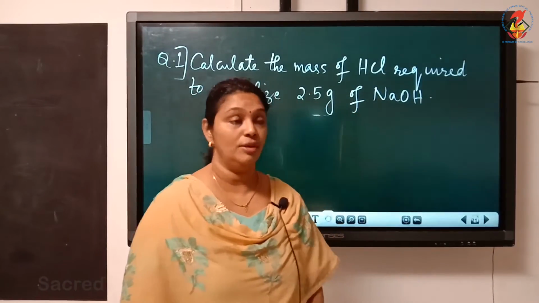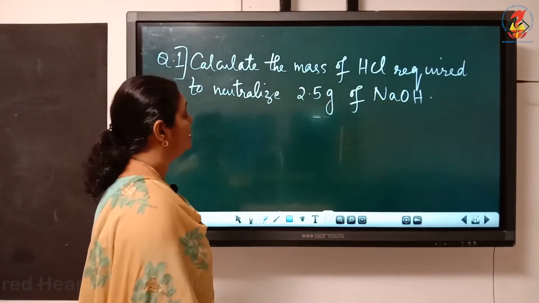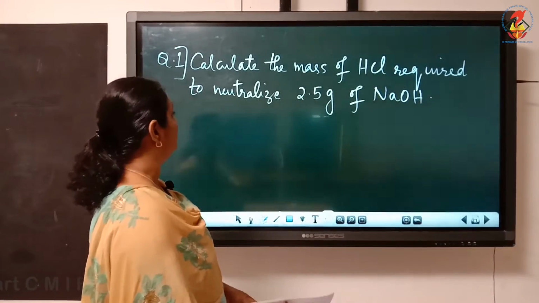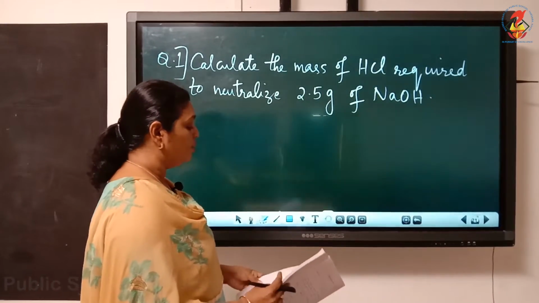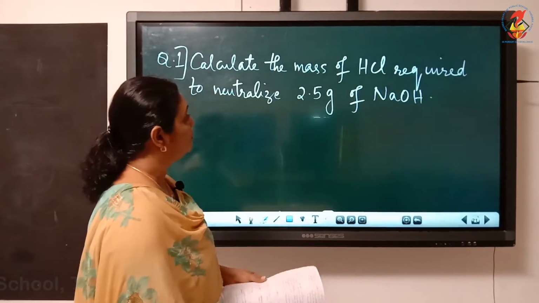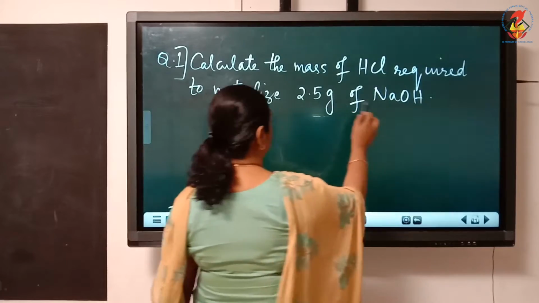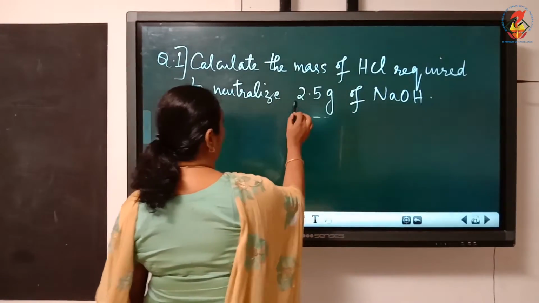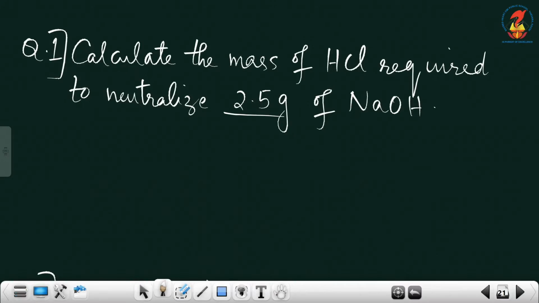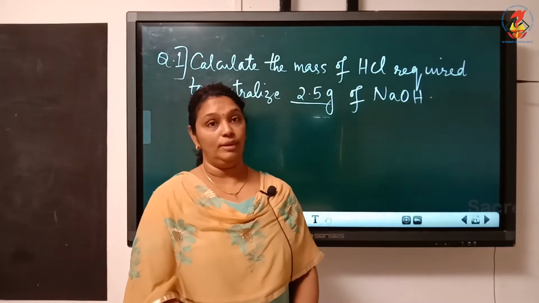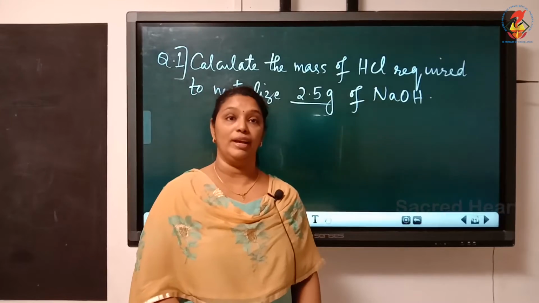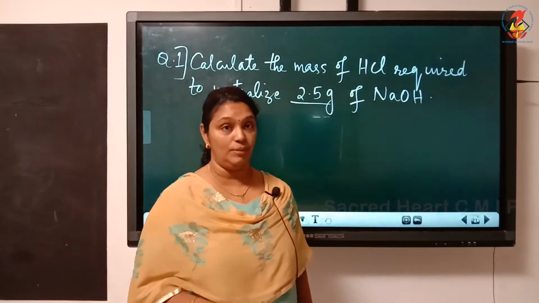Now look at the first question. Calculate the mass of hydrochloric acid required to neutralize 2.5 gram of sodium hydroxide. Now, in any stoichiometric calculation, first we have to write the balanced chemical equation.